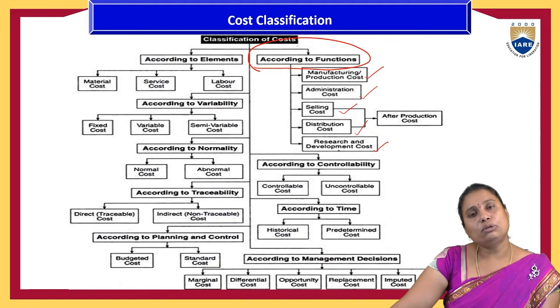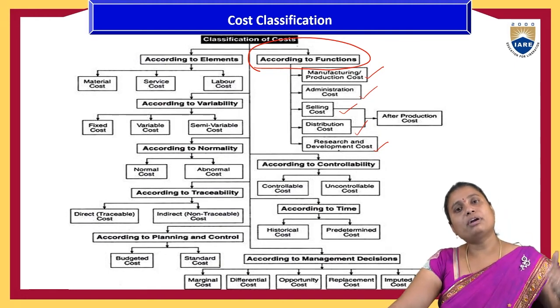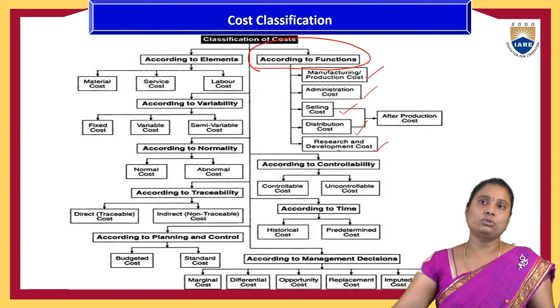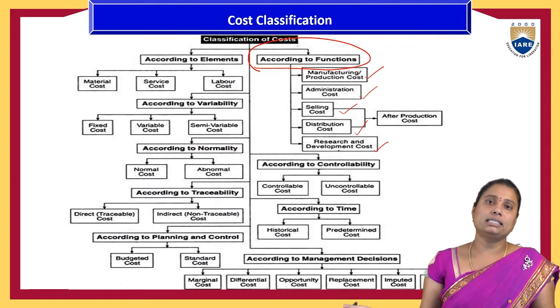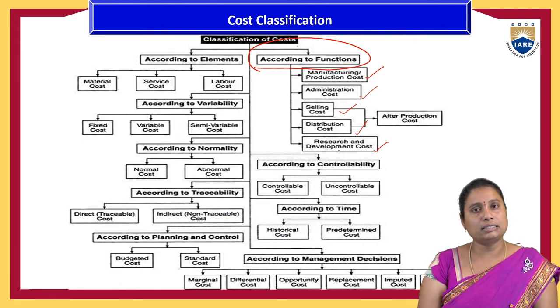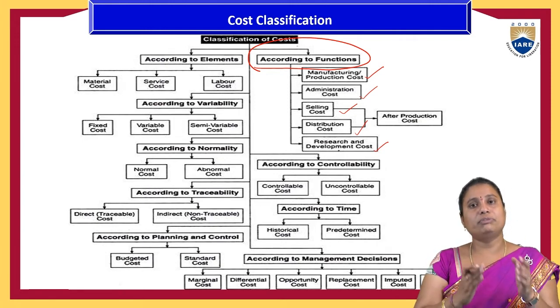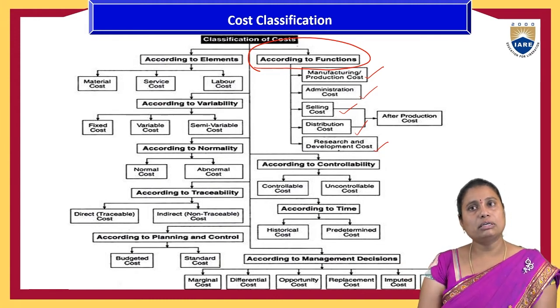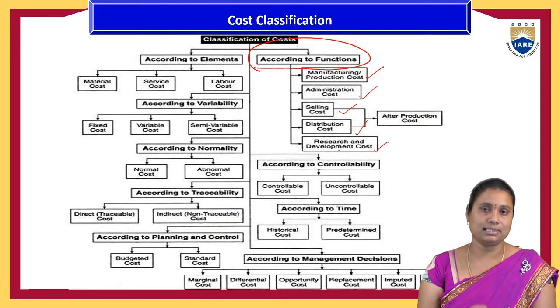So the total process, from purchasing of raw materials to the end sales and the changes in that particular product, is divided according to the functions into manufacturing cost, administrative cost, selling, distribution, R&D cost, etc.